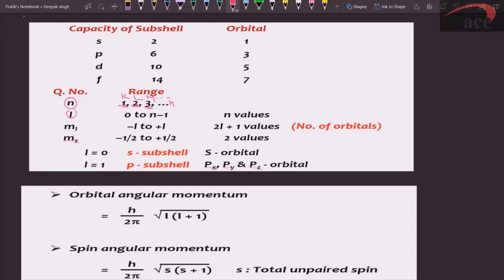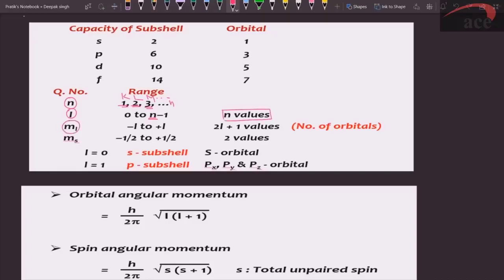L is called the azimuthal quantum number, and its range is 0 to n minus 1, where n indicates the principal quantum number. For every shell, there is a fixed number of subshells, and that is indicated by L. There can be n possible values.